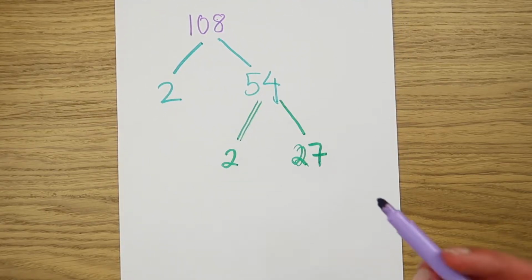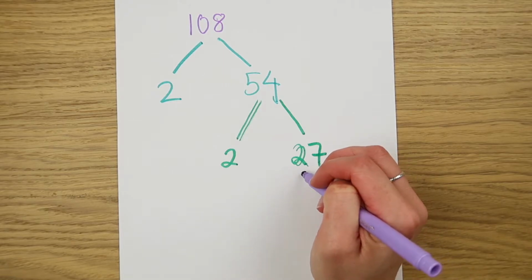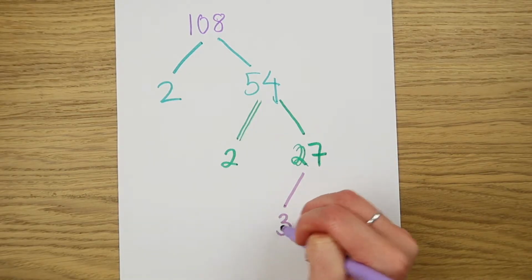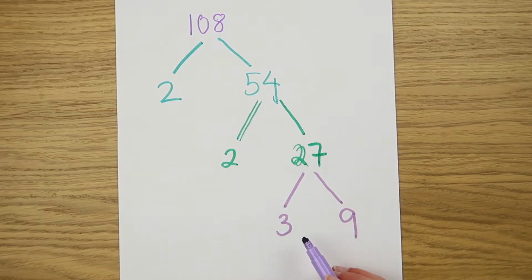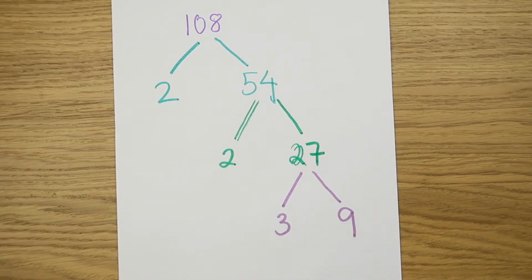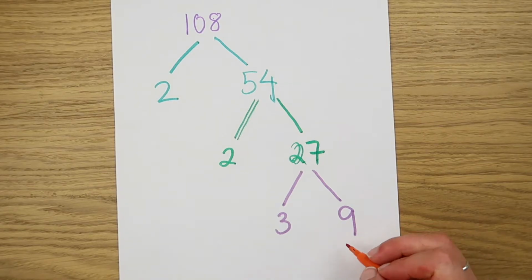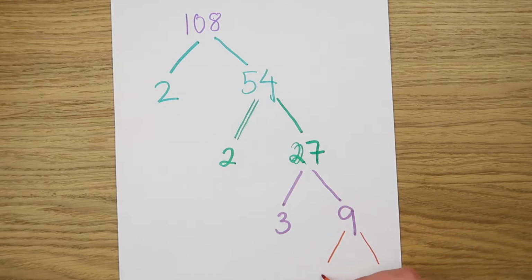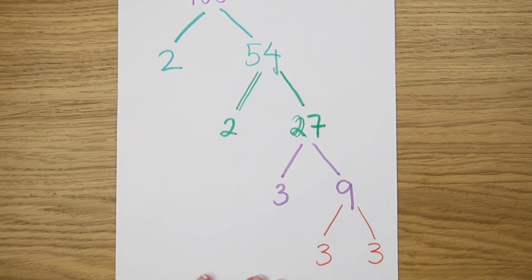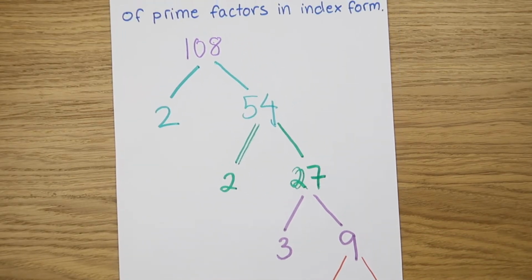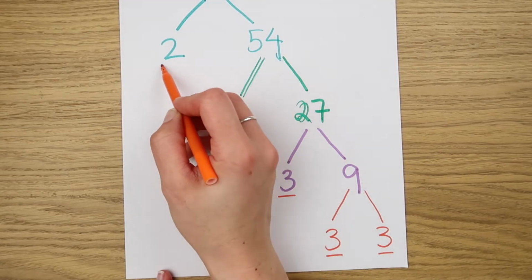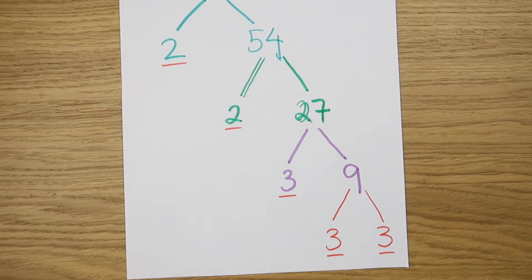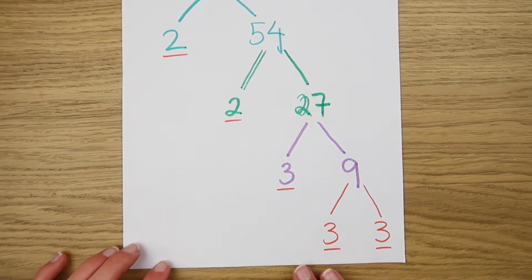So I'm just going to keep on going with the 27. So then I'll break it down into 3 and 9. And now 3 is a prime factor. And the final step is to break down this 9. So 3 and 3. Now looking at that, on all of the ends of the branches, almost like our final leaves on the very end, are all prime factors.